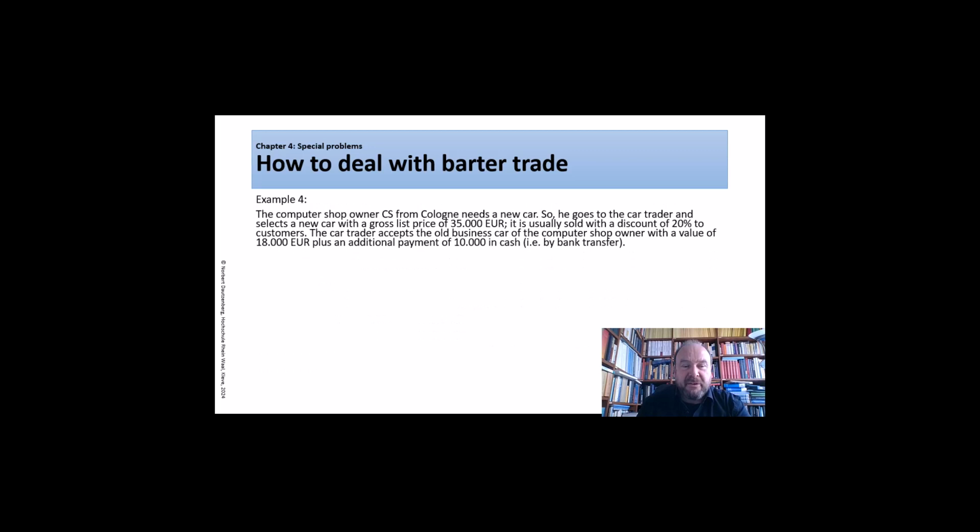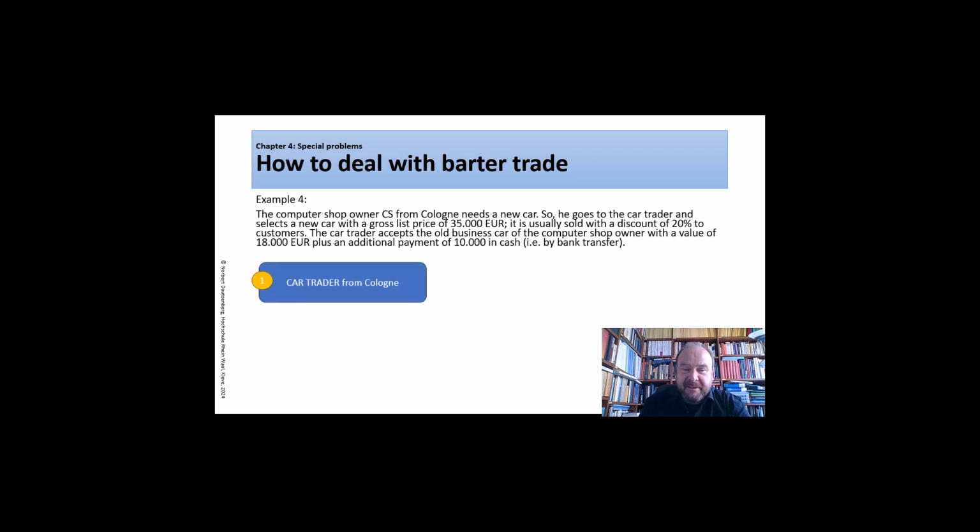Again, a last example. Again, our computer shop owner needs something. He needs a new car. So he goes to the car trader and selects a new car with a gross list price of 35,000. It's, however, usually sold with a discount of 20% on the gross list price, so for 28,000. The car trader accepts the old business car of the computer shop owner with a value of 18,000 plus an additional payment of 10,000 in cash.